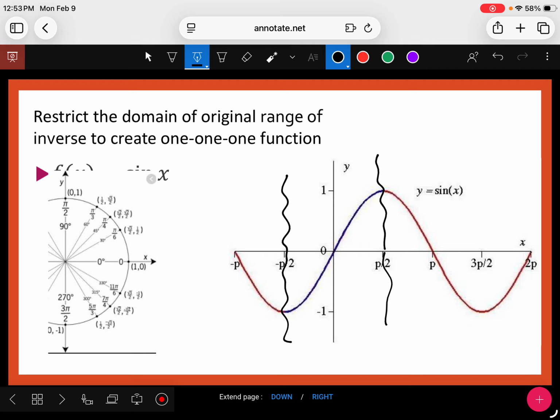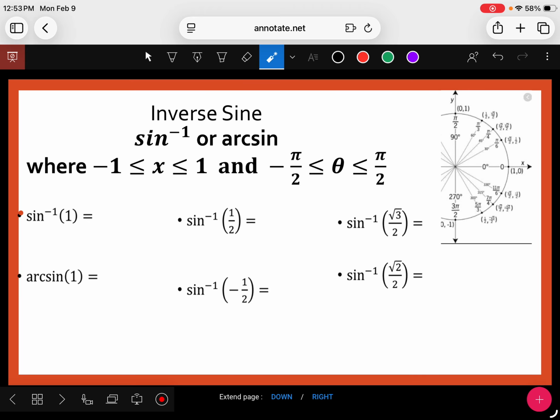So you can actually take your unit circle and fold it in half, because this is the only side we're going to look at for inverse sine. All right, so I'll give you a moment to copy down this slide and then we'll talk about it together.